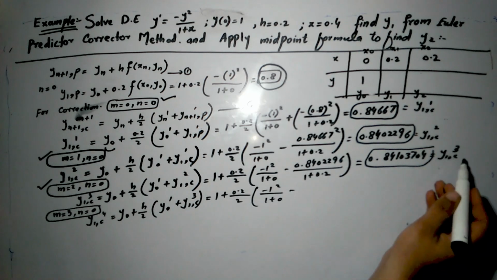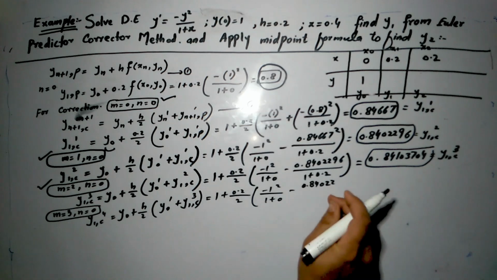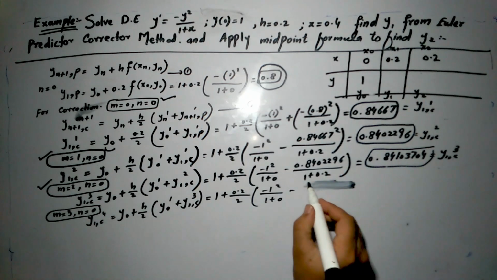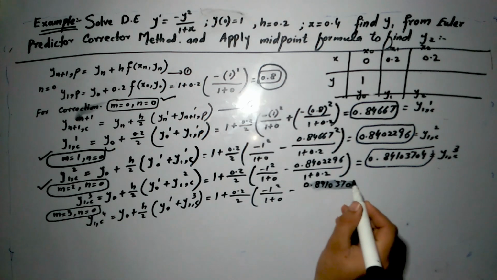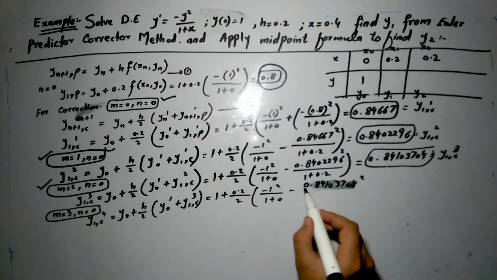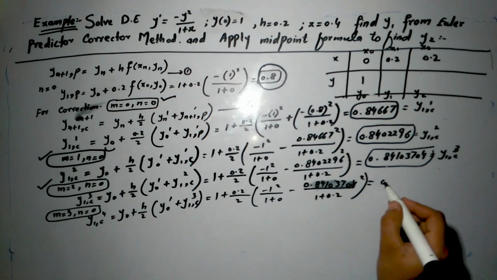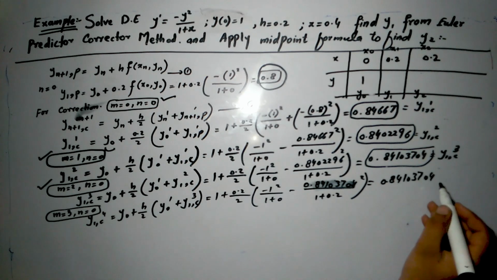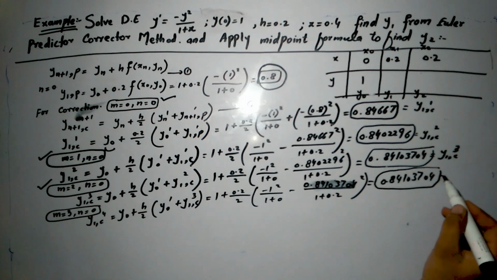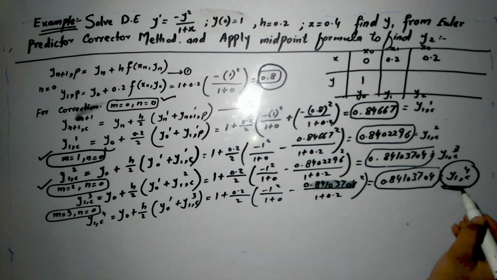So this will be equal to 0.841037004 square over 1 plus 0.2. So after simplification this will be equal to 0.841037004. So these two values are repeated, so we will take y1 c4. Here we will take this value at this point.